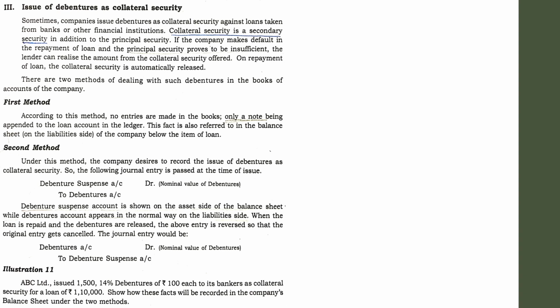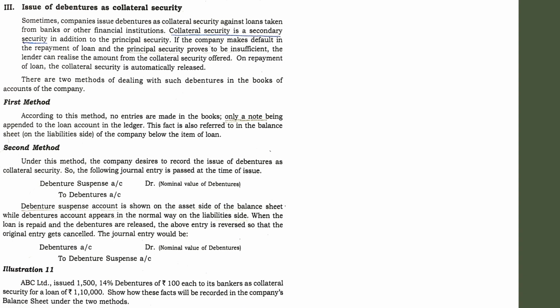If you come across such a question, which method will you choose? Definitely I will choose the first method, because we need not pass any entries. There is only a small explanation, a small narration given as a footnote in the balance sheet. I will definitely go with the first method. You can go with either the first or second method, but in this question we will discuss both.